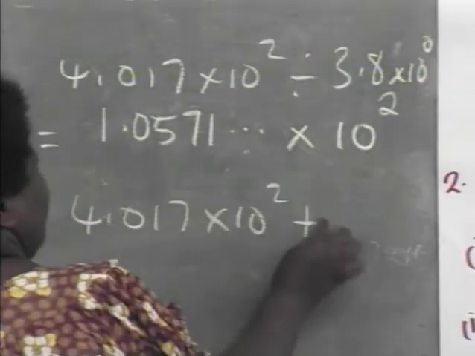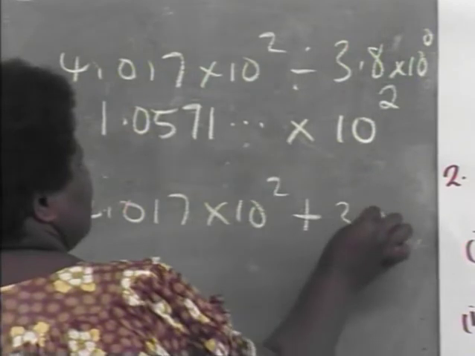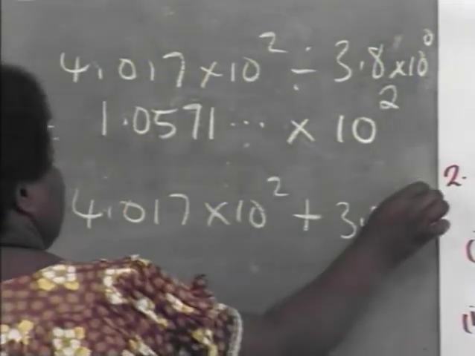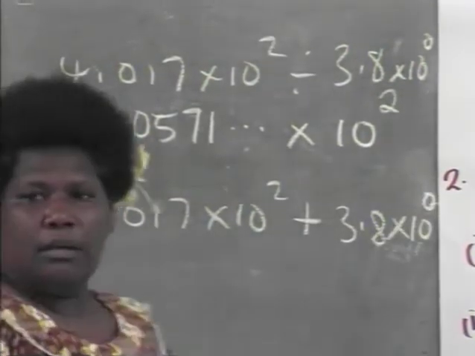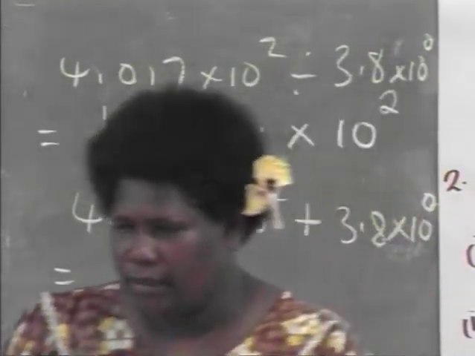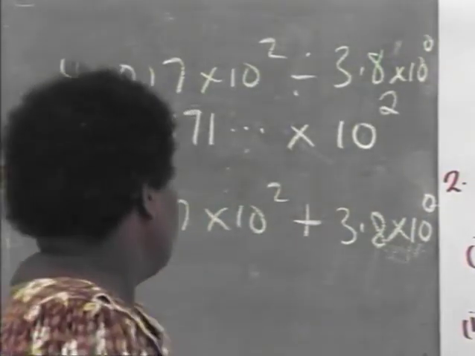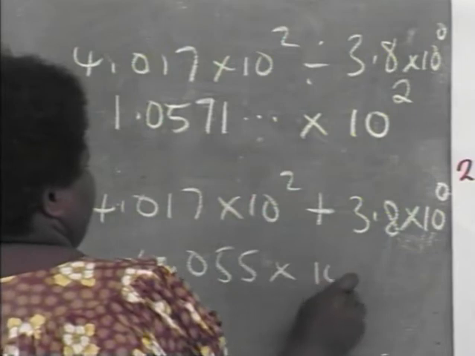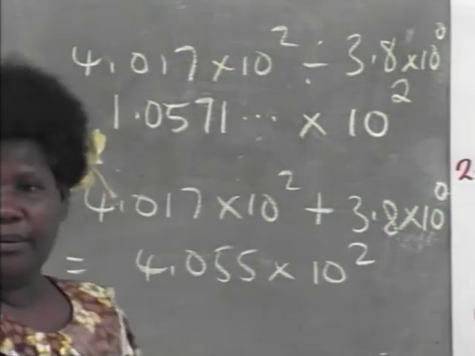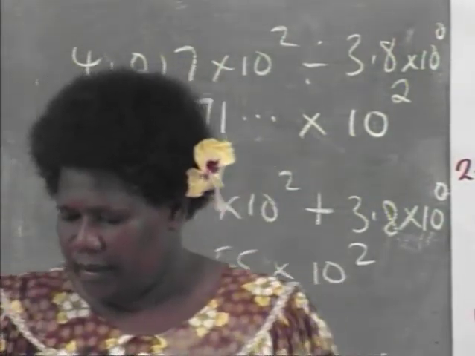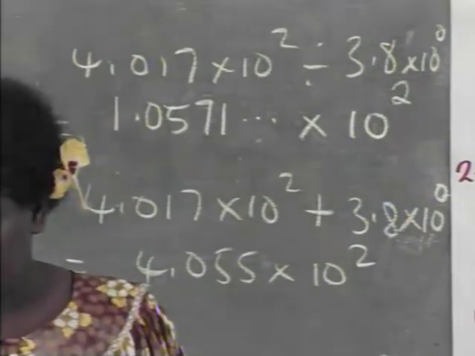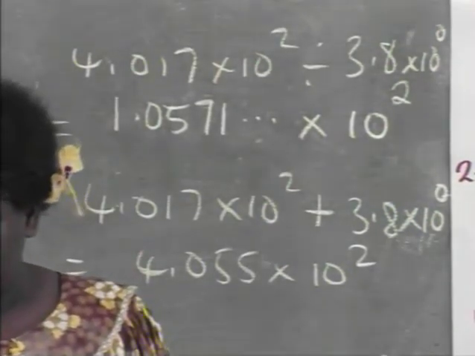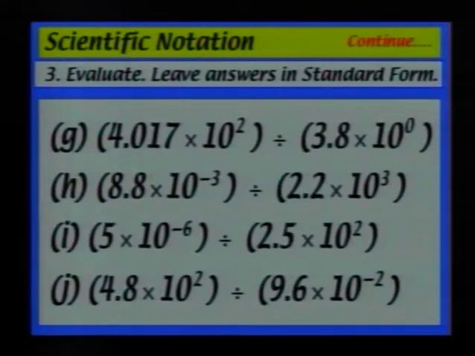Okay, if you added, because it's not clear on the worksheet, Chutaili, your turn. 4.055 times 10 to the power of 2. Everyone who added, you agree? Yes. Okay. Next one, letter H. I think it's clear on the worksheet that it's division. Yes. Okay.